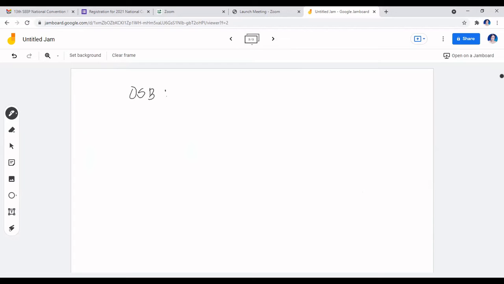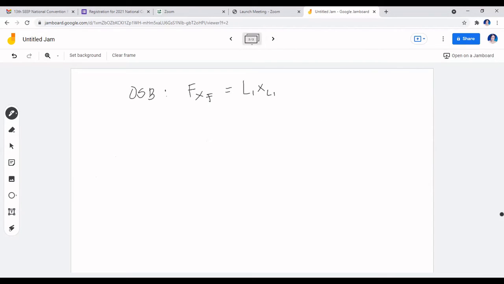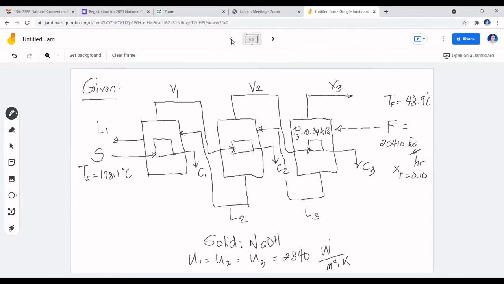In terms of overall solid balance, class, the solids present in the feed have to be equal to the solids present in your final product, this time L1 times XL1. Based on our given information, your feed has 10% solid. So 20,410 times 0.10, and you have here L1. Do we know XL1?